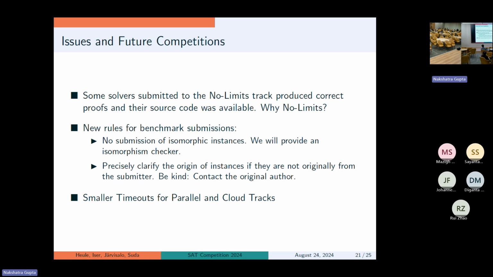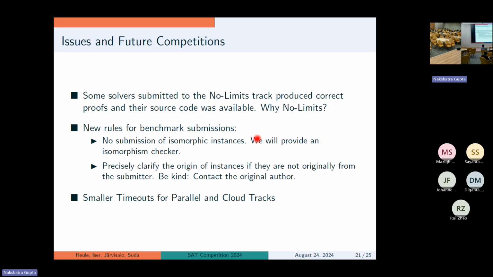We want to introduce new rules for benchmark submissions. So we realized that many submitted benchmarks are isomorphic. There are a few guys submitting only 4 unique benchmarks of the isomorphic equivalence class, which is sort of not good because we don't want to create benchmark sets where you can just optimize for literal statistics-based lucky faces. And so this is one thing.